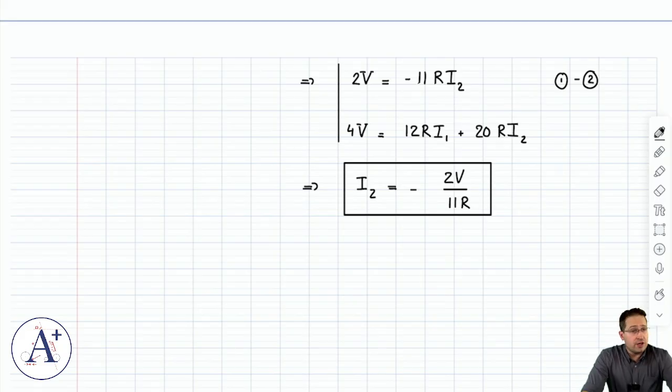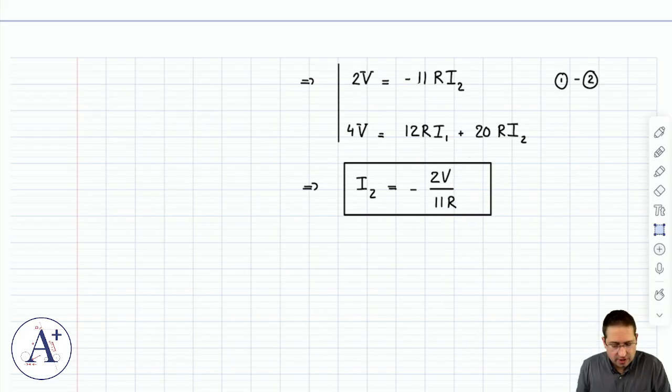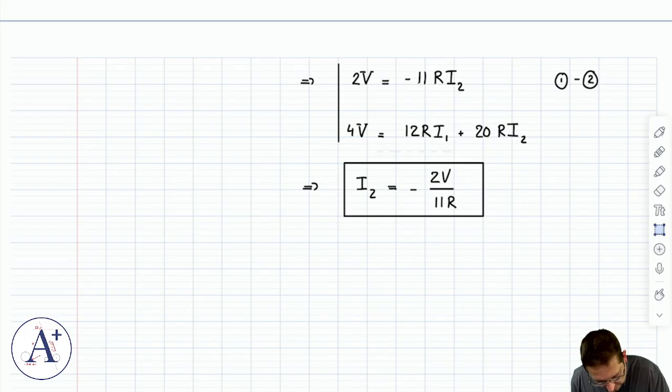Okay, I know I2. Was there a minus? Well, the minus is telling me, if you compute 2V over 11R, let's say you had values and you could compute this, maybe you get 3 amps for whatever reason. Well, the 3 is correct. 3 amps is actually the amount of current.